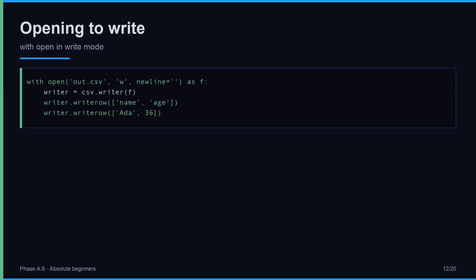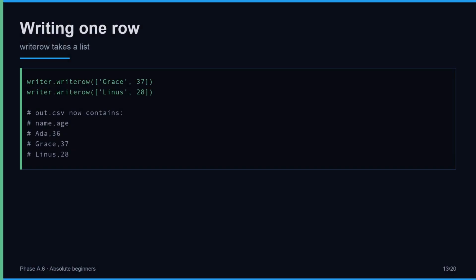Open once, write many. Each call to writer.writerow adds one line to the file. You pass it a list, the csv library handles the commas, the quoting, the newline at the end. You do not join strings by hand. You do not worry about commas inside values. The writer knows the rules and applies them. 3 calls, 3 rows written. The output file grows one line at a time.